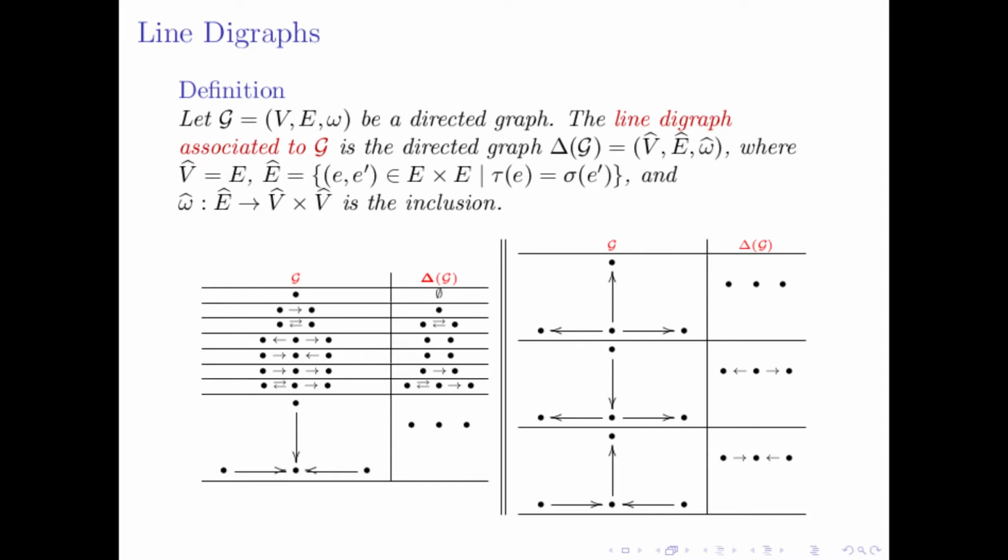Okay, so let's take some examples. For instance, if you have in G just one vertex, then delta G is empty. If you have a single path, well, then it's just one point. If you have a reciprocal connection, you get a reciprocal connection. If you have three vertices with arrows going either out from the center one or into the center one, you get two distinct points. Things become a little more interesting when you have some more complicated graphs, but for instance, in this case, you still have three distinct points in the associated line digraph.